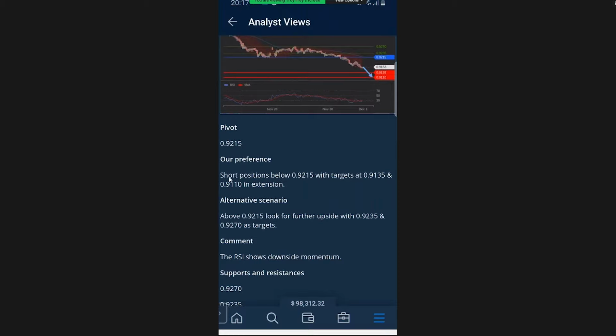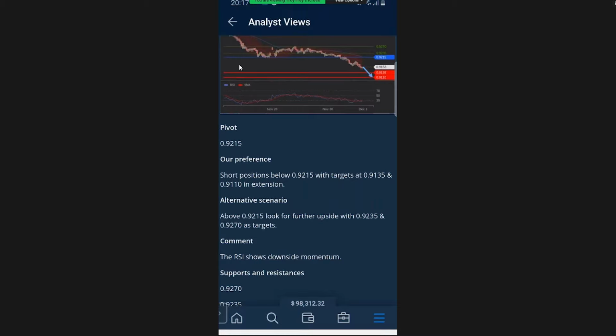It says our preference to do short positions, meaning selling, as long as the price is still below 92.15 and as long as it hasn't reached these lower levels yet. So as long as it's still above 0.9135, they're saying sell. And your take profit would be either 0.9135 or 0.9110. Okay? And if it went above 0.9215, then you're out.